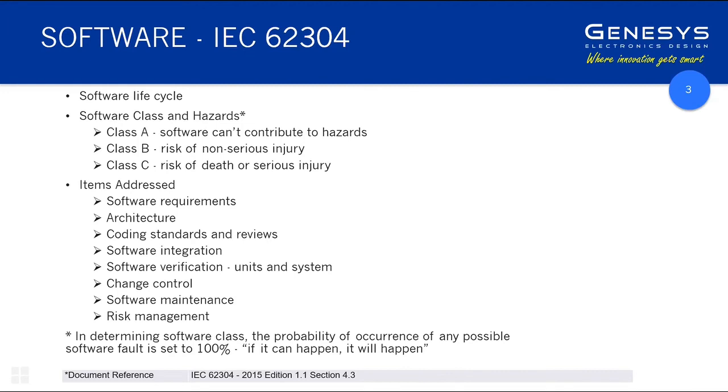All those things contribute to additional risk, and that's what sort of drives it towards that class B.